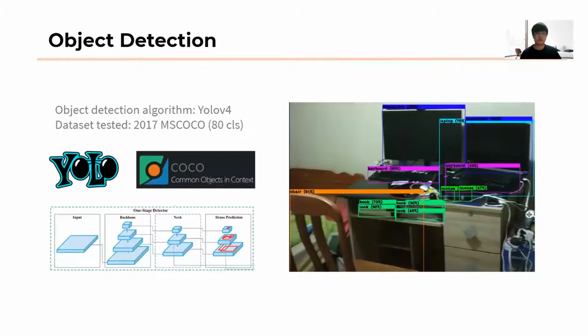The diagram here shows YOLO as a one-stage object detector, which consists of a backbone and neck as a feature extractor and the head as a classifier. On the right-hand side, we have an example of the detection output inside my room.